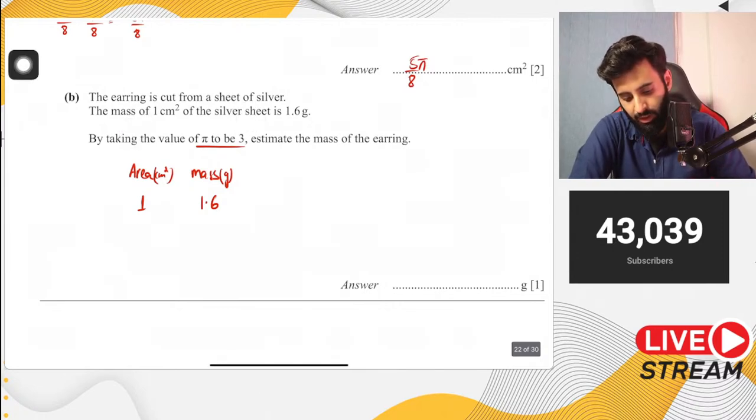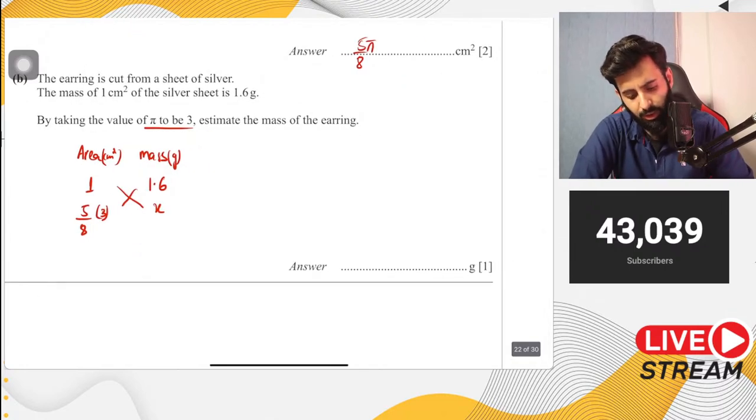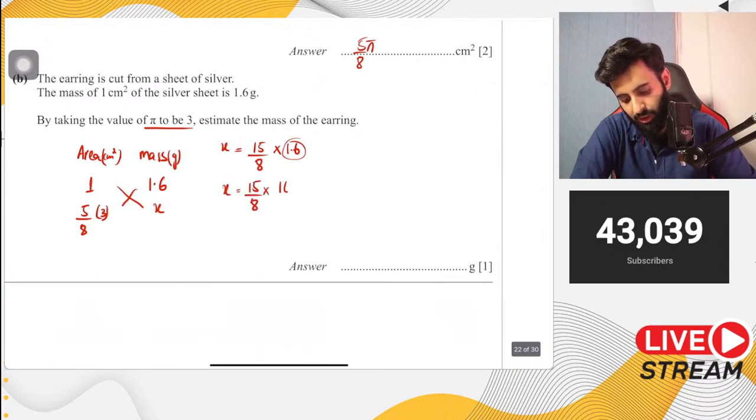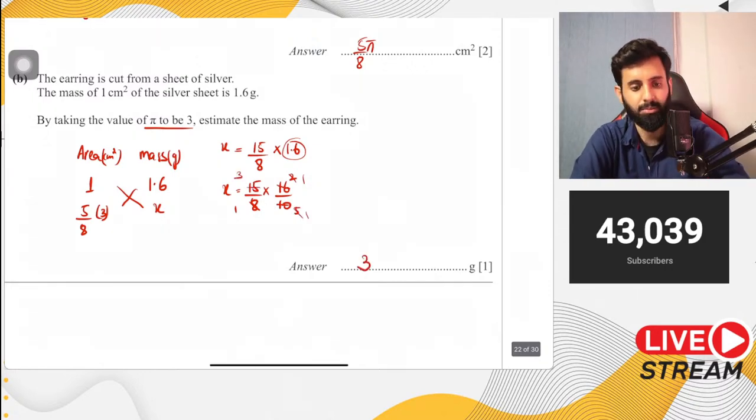Now, our earring over here has an area of 5 upon 8 pi. And the question told us to take pi to be equal to 3. Now, what is the mass of this earring going to be? All you have to do now is cross multiply. So it's a direct proportion question. 5 upon 8 into 3 is 15 upon 8, into 1.6, that is what x is going to be equal to. Now write 1.6 as a fraction, so it's going to be equal to 15 upon 8 into 16 upon 10. So 8 ones are, 8 twos are, 2 ones are, 2 fives are, 5 ones are, 5 threes are. So x equals to what? x equals to 3 grams. And there you go, that's your answer.